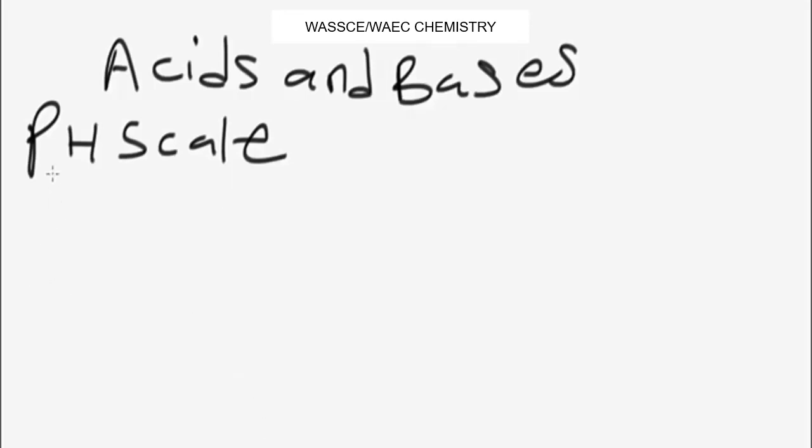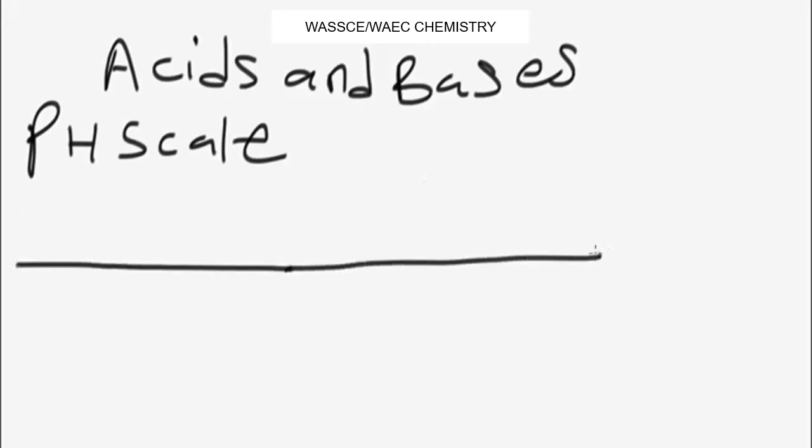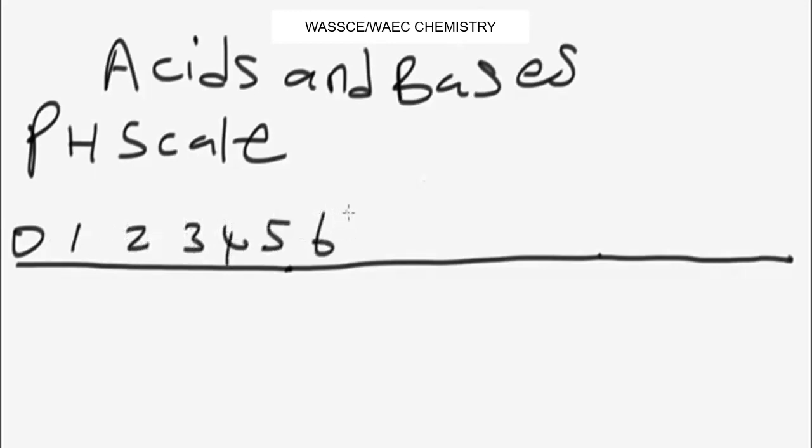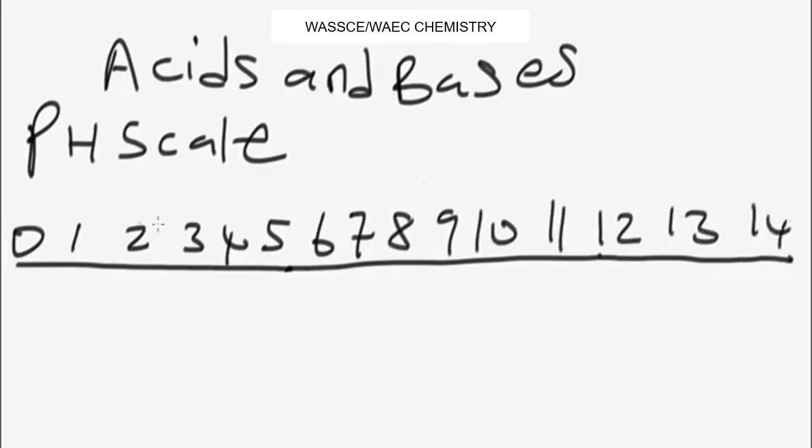Now note that the pH scale ranges from 0 to 14. So let's assume that this is our pH scale. It ranges from 0 to 14: 0, 1, 2, 3, 4, 5, 6, 7, 8, 9, 10, 11, 12, 13, and 14. So the pH scale ranges from 0 to 14. Take note of this.